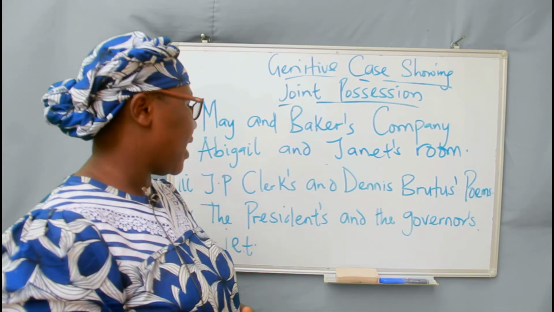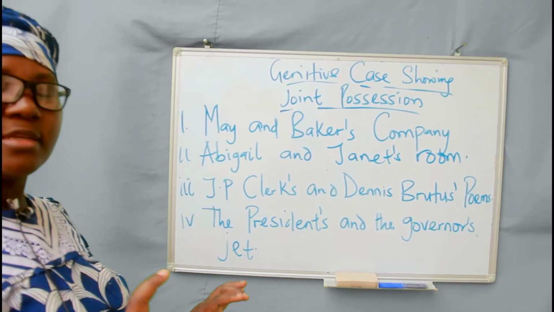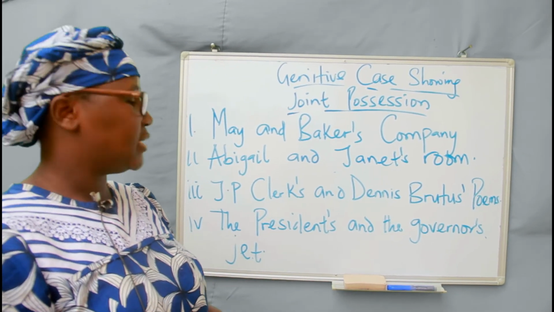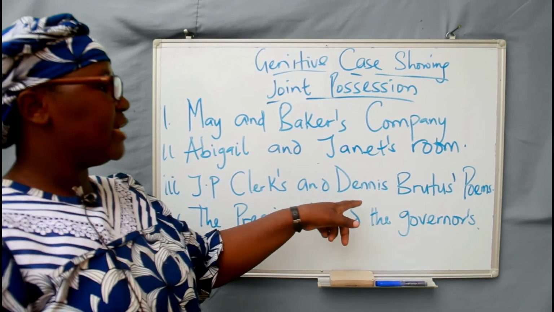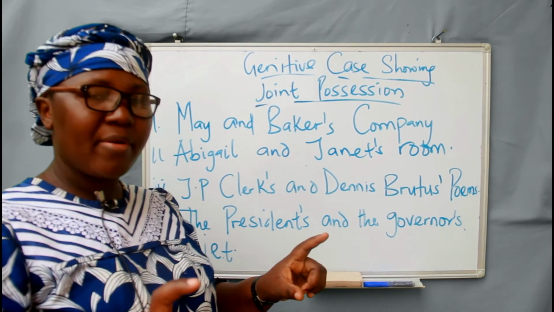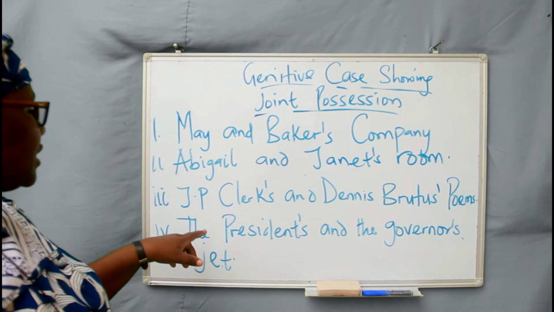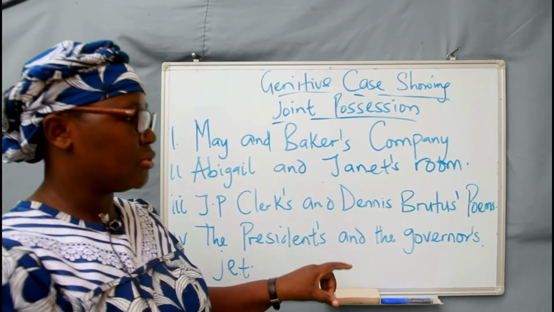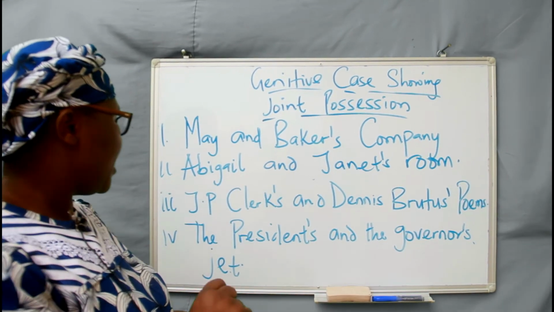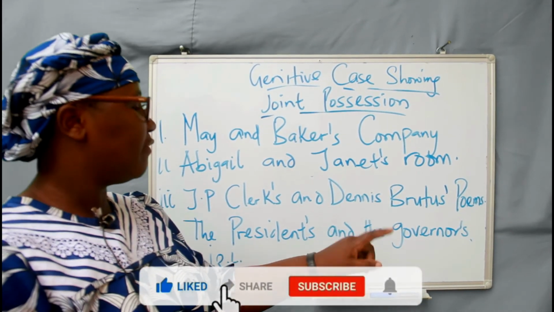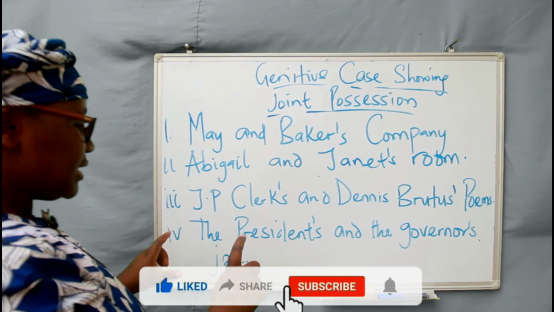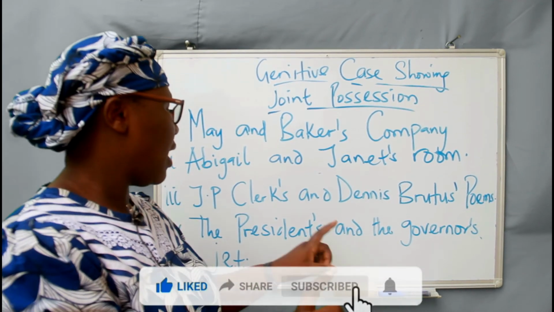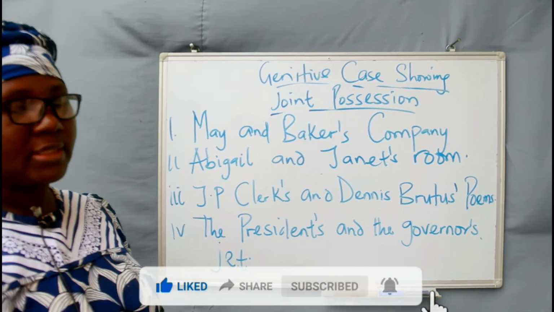But on the other hand, we have the last two here signifying separate possession. J.P. Clark's and Dennis Brutus's poem, separate possession. Here we talk about J.P. Clark having his poem and Dennis Brutus having his. Finally, here we have the president's and the governor's jet. The president has his jet and the governor has his own jet.